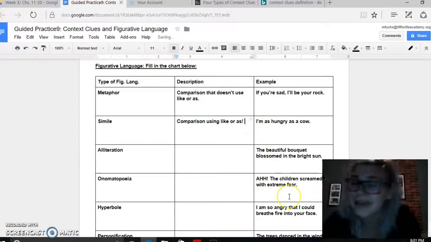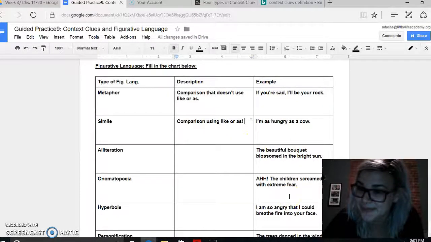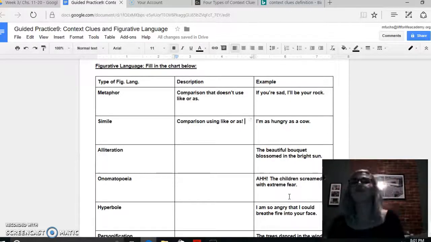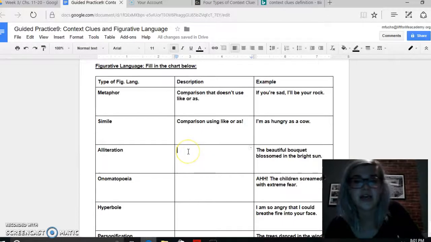So, I'm as hungry as a cow. Here I am being ravenous like a cow, using like or as, comparing myself to this animal and its hunger, using one of those words.